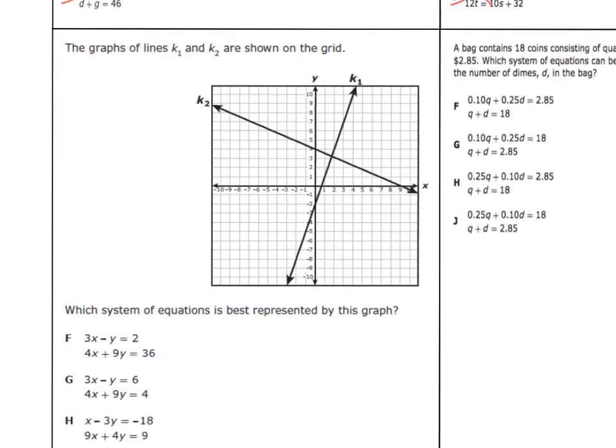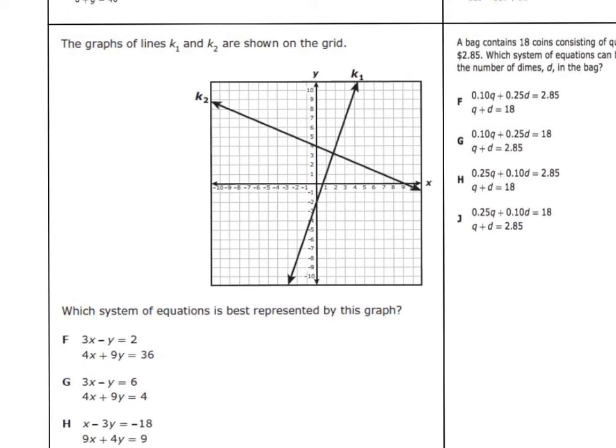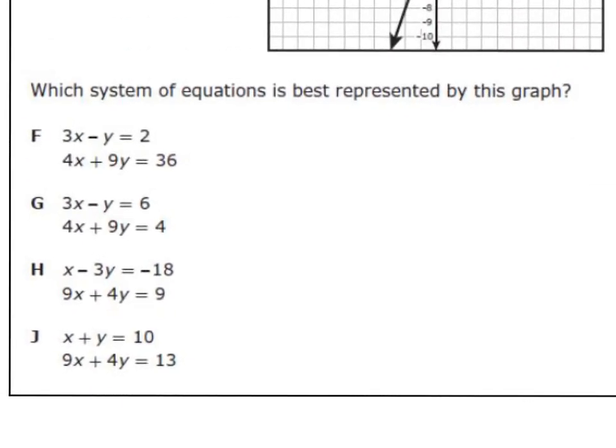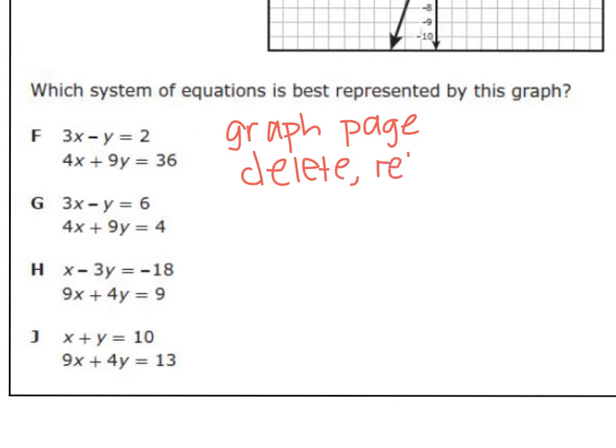On this next question, the easiest way to do these is to graph our answer choices in relation and to see if it matches the graph that they gave us. So what you're going to do is go to a graph page in your calculator, and then you're going to press delete, and then you're going to click relation. After that, you can type in the whole first equation just like you see it, and then you'll press tab, type in the whole next equation just as you see it.